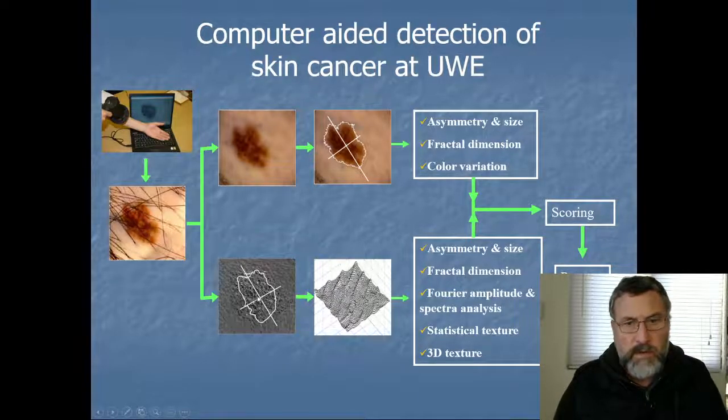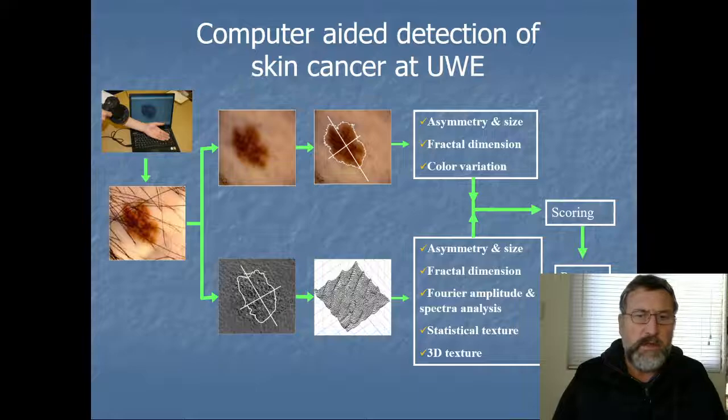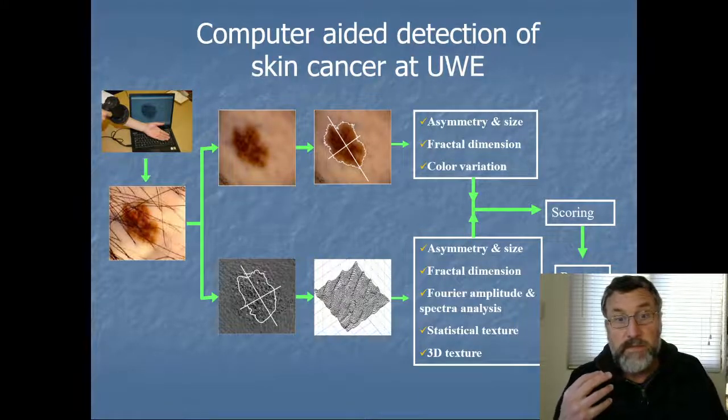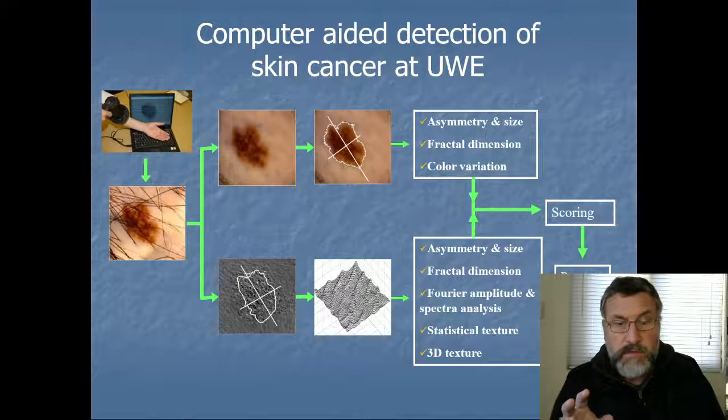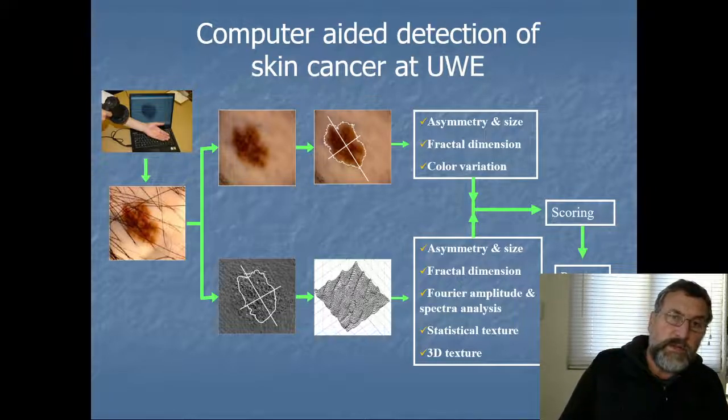We found an interesting thing, we published about 20-odd journal papers on this, and one thing we found is that the more irregularity there is in the surface of the top of the mole, the more chances there is that it's cancer. So this 3D surface irregularity, randomness, is a bad sign, rather like colour variation in the 2D mole analysis is also a poor sign.